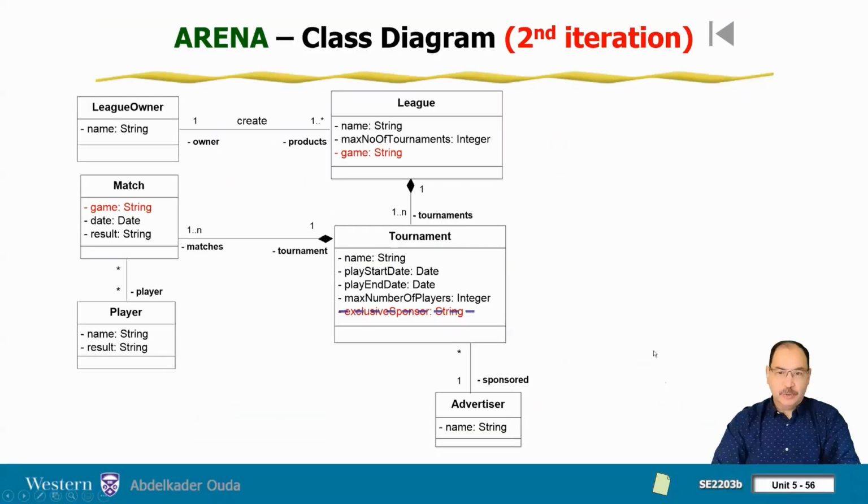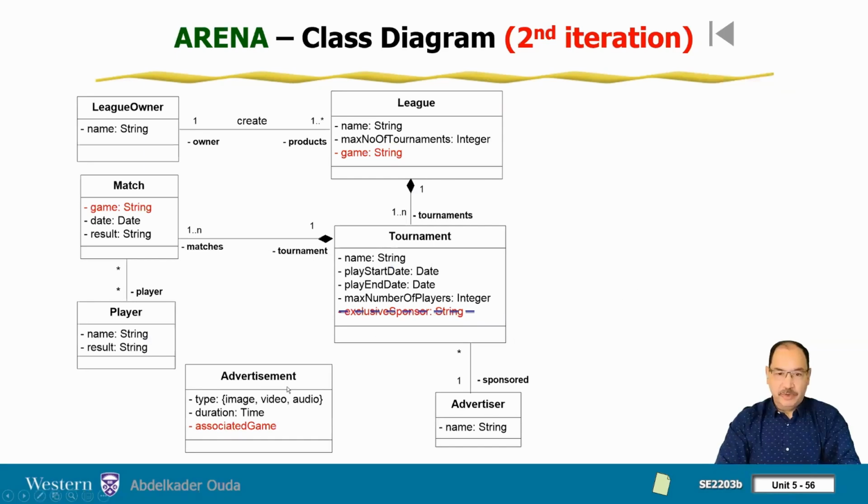Based on that, I need to add one more class for advertisements. So the advertiser is going to display, or ask to display, some advertisements. This advertisement is related to some games. Again, for the game here, I'm not sure whether it's going to be a string or a class by itself. Notice that here we also have game as a string. Now it comes up here that I also need to add which game.